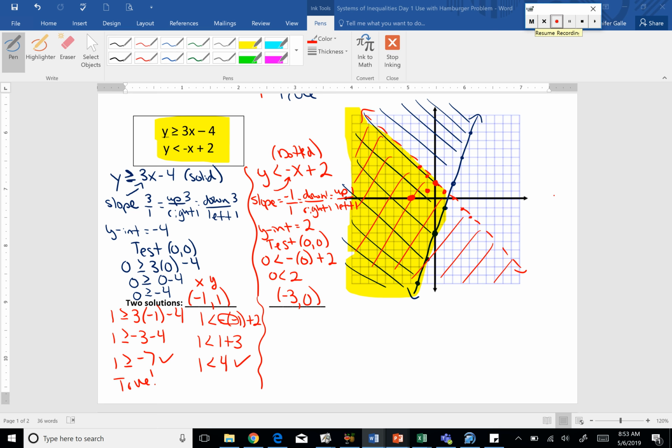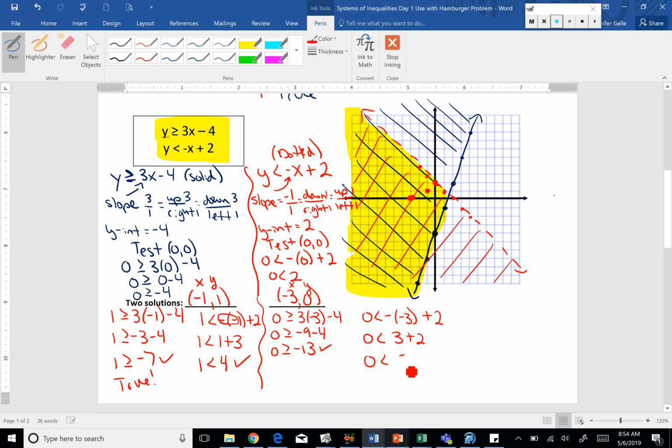Wherever you see x, you're going to put negative 3. Wherever you see y, you're going to put 0. So I have 0 greater than or equal to 3 times negative 3 minus 4. 0 is greater than or equal to negative 9 minus 4. 0 is greater than or equal to negative 13. Yes, it is. Is 0 less than? Again, we have negative, negative, which becomes positive. 0 is less than 5.